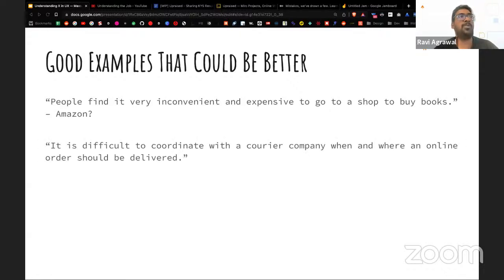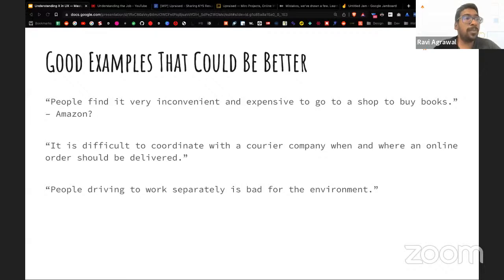There are other examples that I would love to share. It is difficult to coordinate with a courier company when and where an online order should be delivered. It is a good problem statement, but can you make it a better problem statement? Right. People traveling separately for work is bad for the environment. Now, this is a good problem statement, but can you make it better? I want you to think of these problem statements after the masterclass and think about how you can make them really better.